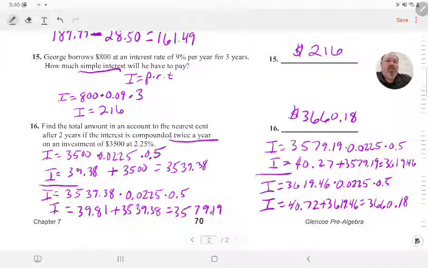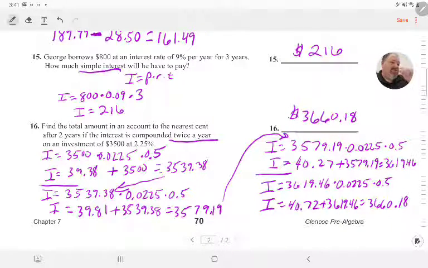So 3,500 times 0.0225 times 0.5 would give me $39.38, plus the $3,500 would give me $3,539.38. Then that would become my new amount, and that would be times 0.0225 times 0.5 would give me $39.81. Add that back to the $3,539.38 would give me $3,579.19. So that's the first year's done. So that becomes my new amount. So I have the new amount times the same percent, 0.5.